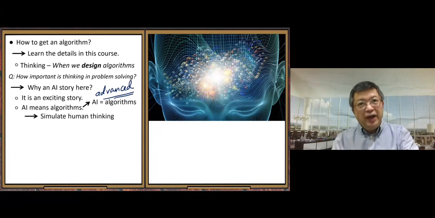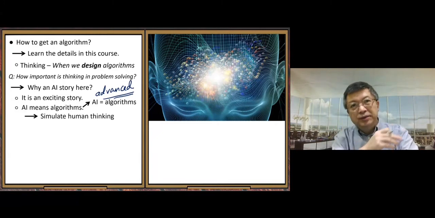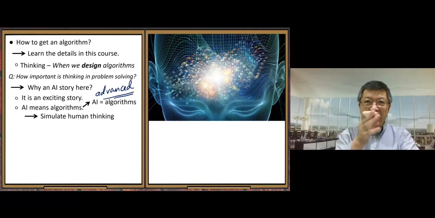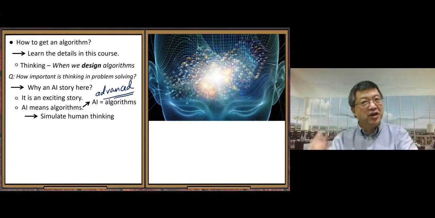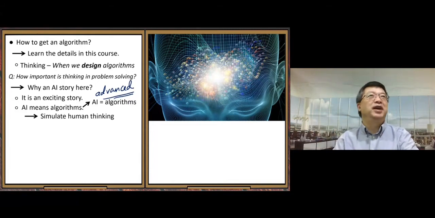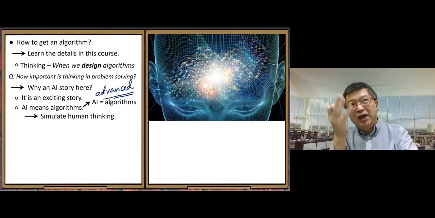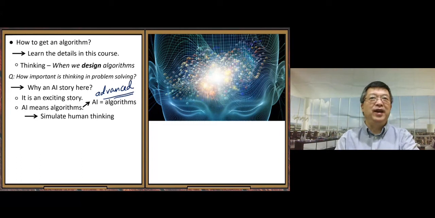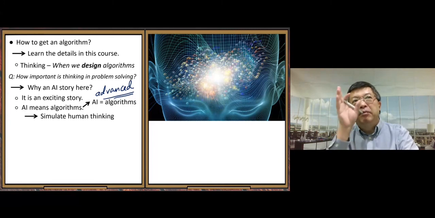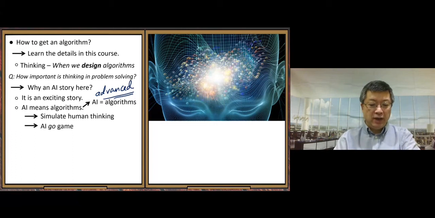So actually, what does AI do? Simulate human thinking. So here, in this picture, you can see that's the human thinking simulation. Machine trying to simulate human thinking in some special way. What kind of special ways? Based on specific algorithms.